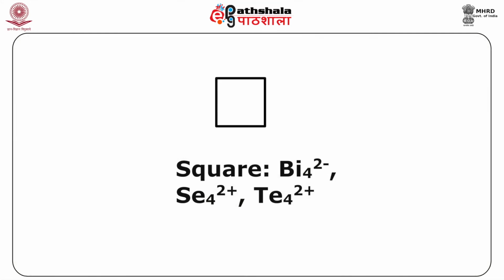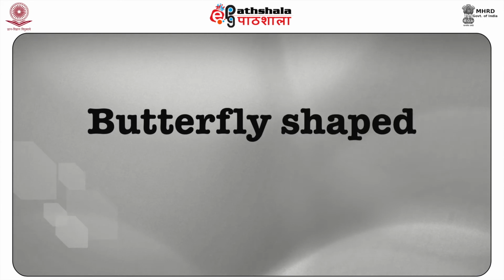For example, in Bi4 2-, 4 into 3 plus 2 gives you 14. That is, the 14 electrons can correspond to 8 electrons for the 4 sigma bonds and 4 electrons to the 2 pi bonds, whereas the remaining 2 electrons constitute the 2 formal charges. Hence, the structures of these polyanions are isoelectronic and isolobal with the delocalized planar cyclobutadiene dianion. Butterfly shaped structure.